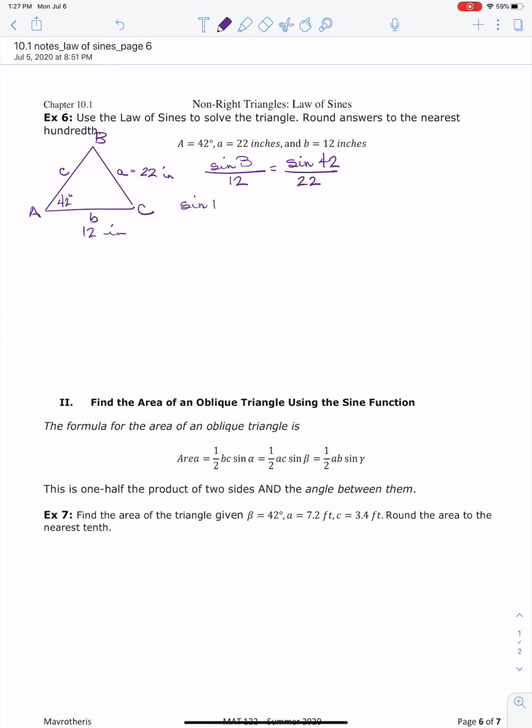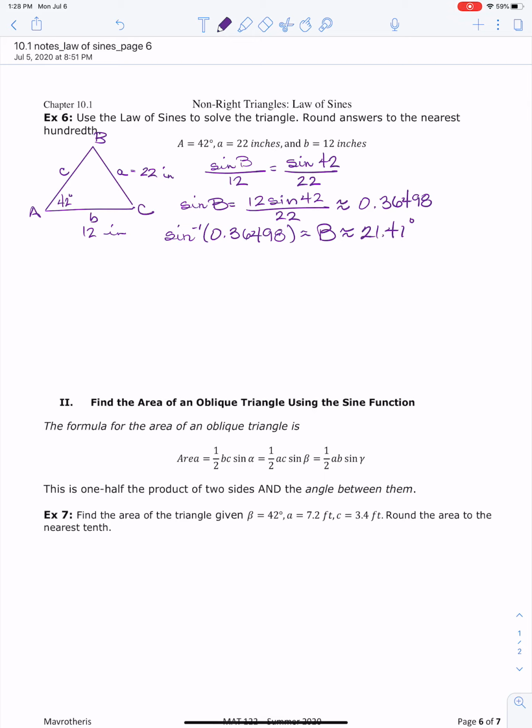So we get the sine of B equals 12 times the sine of 42. Multiply both sides by 12 to get that out of the denominator, divided by 22. And we crank that out, we get approximately 0.36498, and there's a 0 after that, so I'm not going to write any more. So the inverse sine of 0.36498 is B, and we get 21.41 degrees.